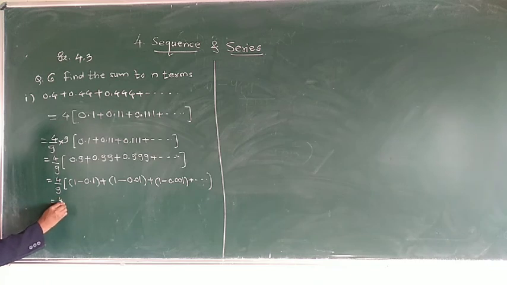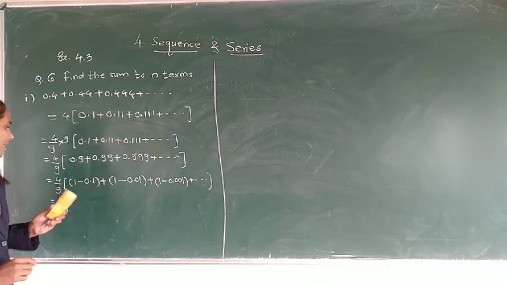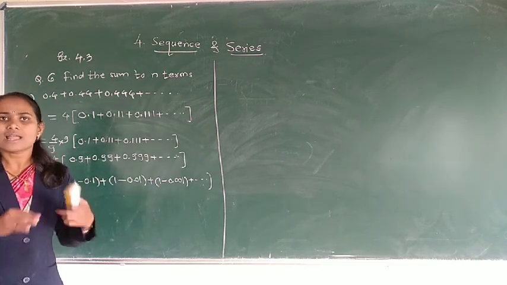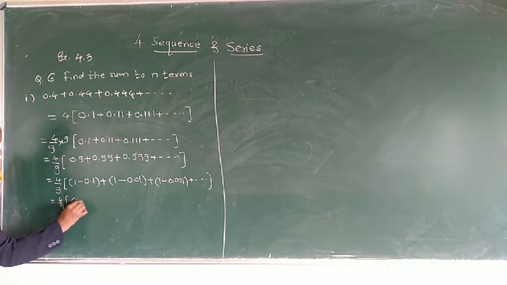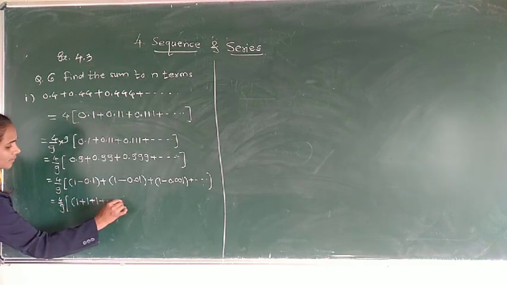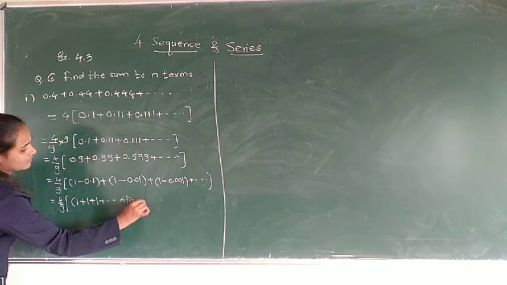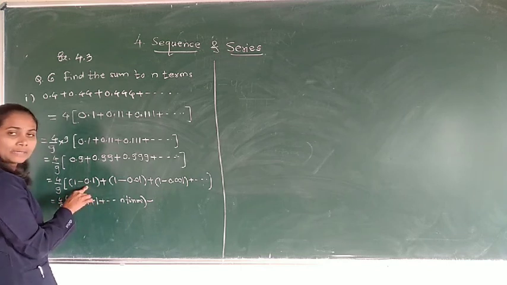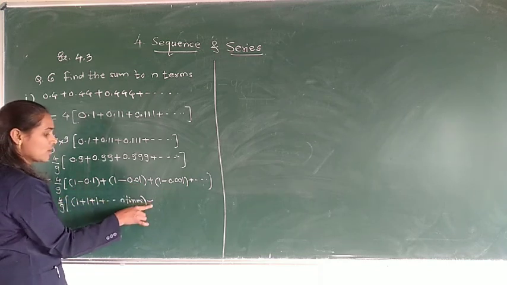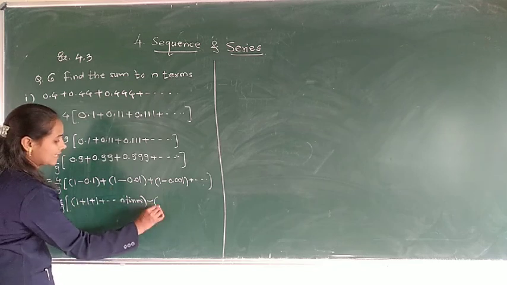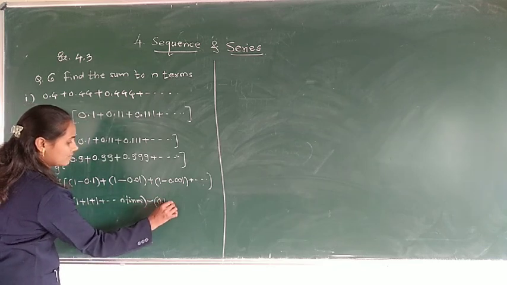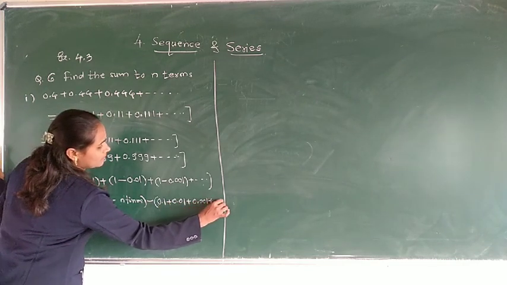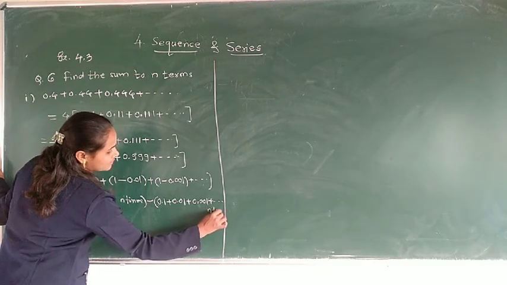Now see here, 4 by 9 is written as it is. Now see, in every bracket there is plus 1, 1, 1, 1 and so on up to n times. So we take outside 1 plus 1 plus 1 up to n times. Here it appears n times, minus. Now the next terms each have a minus sign: minus 0.1, minus 0.01. So from this we take the minus sign outside and write the remaining terms: 0.1 plus 0.01 plus 0.001 plus and so on up to n terms.